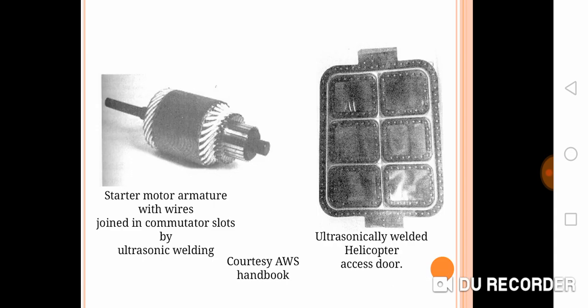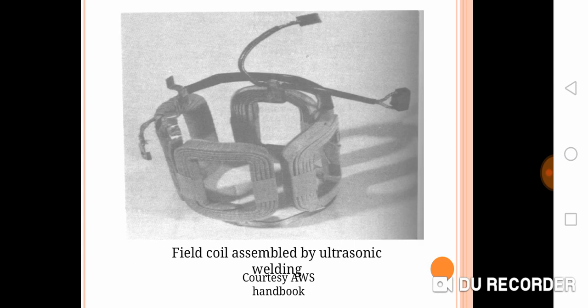Now you can see here the images of the applications we have discussed in the previous slide. In the left image you can see the starter motor armature with wires joined in commutator slots. That is, the armature is being joined to the slots. Then the right side figure is the helicopter access door. All the spots you can see in that door are welded ultrasonically using ultrasonic spot welding. Then this is another example for an electrical accessory related application, field coil assembly by ultrasonic welding.